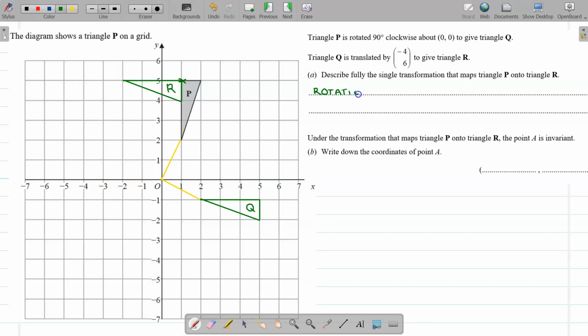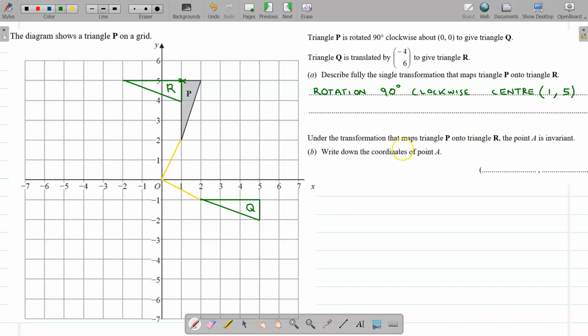Okay, rotation. You must have that word. You need the angle, so 90 degrees. Okay, and from P to R it's clockwise. And you also need the center of enlargement. Okay, and that's the point about which it rotates, and that is the point with coordinates 1, 5. Okay, so that would get you the marks for that.